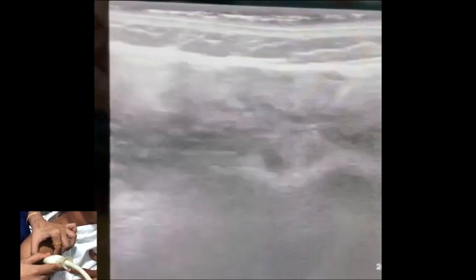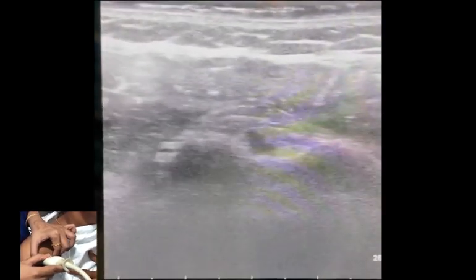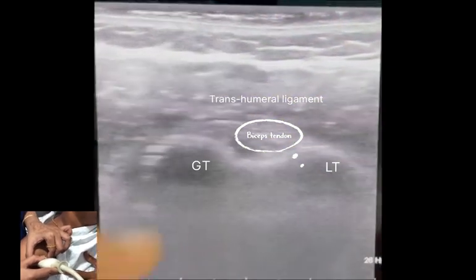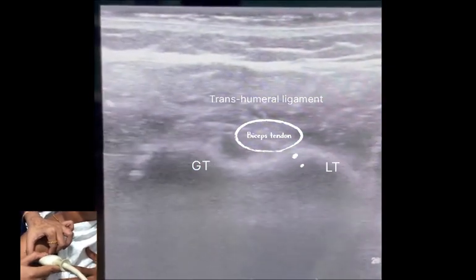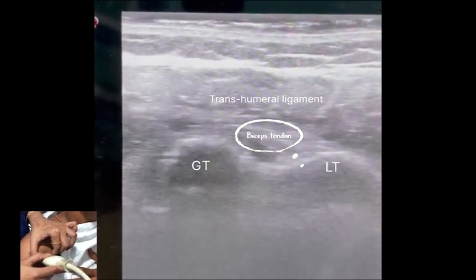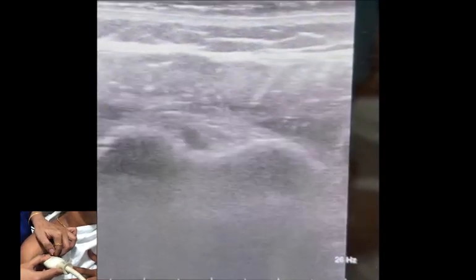Starting anteriorly in the short axis, the greater and lesser tuberosities are identified. The biceps tendon is seen between the tuberosities, and here we can see the tendon is inflamed and there's a lot of fluid surrounding the biceps tendon. The transhumeral ligament is also seen to be lifted up.